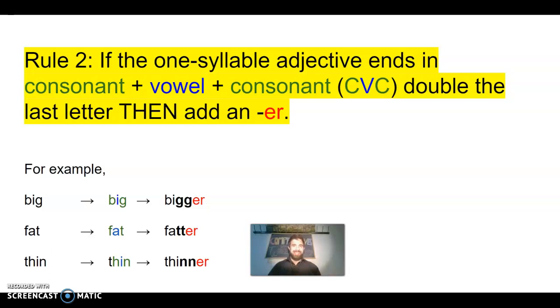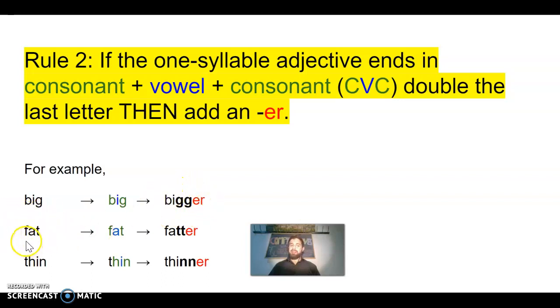All the other letters. B, C, D, F, G, H, J, K, L, M, N, P, Q, R, S, T, W, X, Y. These are the consonants. So we see here that V is a consonant, I is a vowel, and G is a consonant. Therefore, when we make it comparative, we put a double G.